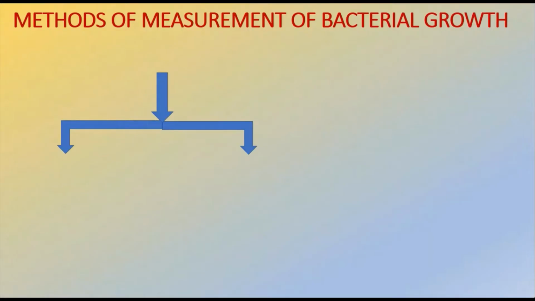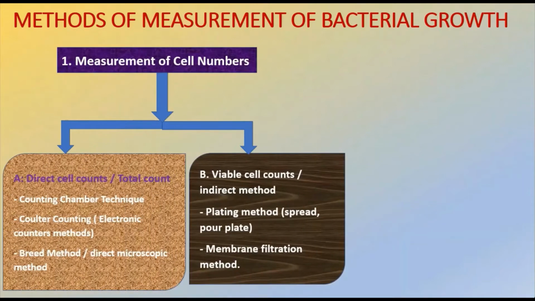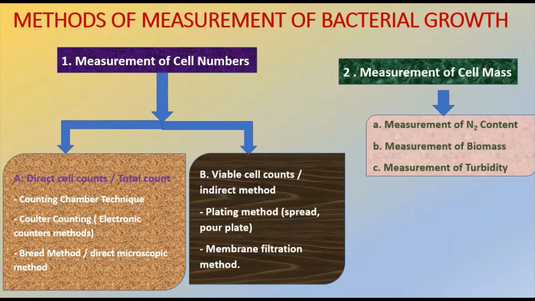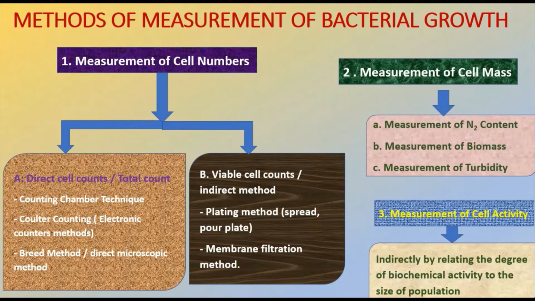Now, let's have a quick review of methods of measurement of microbial growth. So we know that we have three methods. The first one is the measurement of cell numbers, in which we have the direct cell count and the indirect method. The second one is measurement of cell mass. And the third one is the measurement of cell activity.